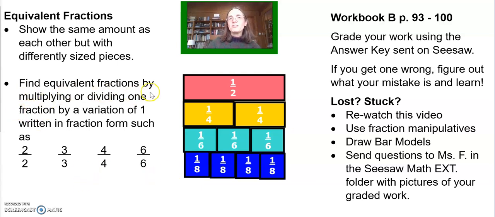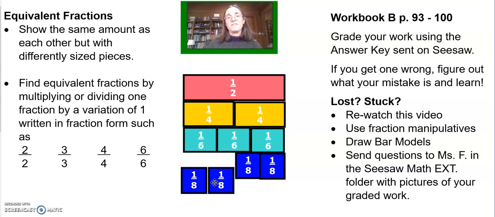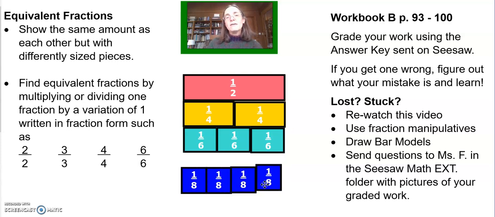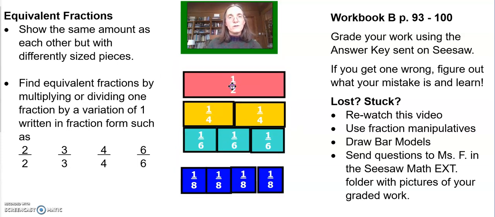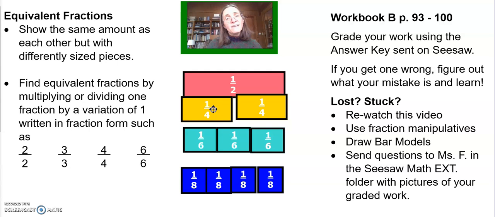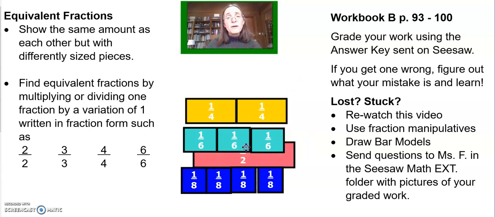We can find equivalent fractions by multiplying or dividing one fraction by a variation of 1 written in fraction form, such as 2/2, 3/3, 4/4, 6/6. And so if I started out with 4/8 down here, well, I could divide them both by 4 and get straight to 1/2, right? Or I could have divided them by 2 and wound up with 2/4, and then divided those again and gotten down to 1/2. But if I wanted to, I could also take this 1/2 and multiply the 1 times 3 and the 2 times 3 and get 6ths. 3 of them there. Oh my goodness, fractions make our heads spin.